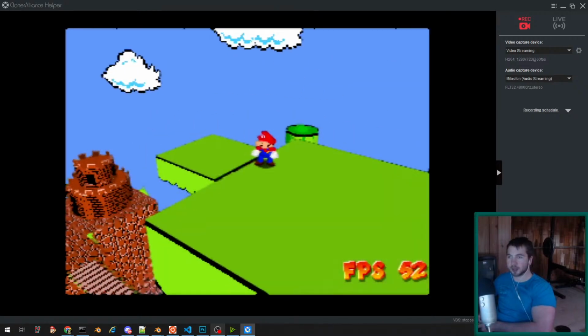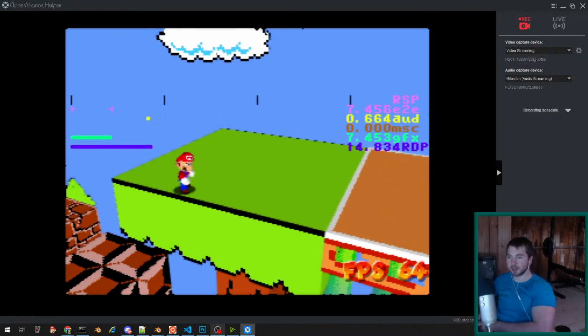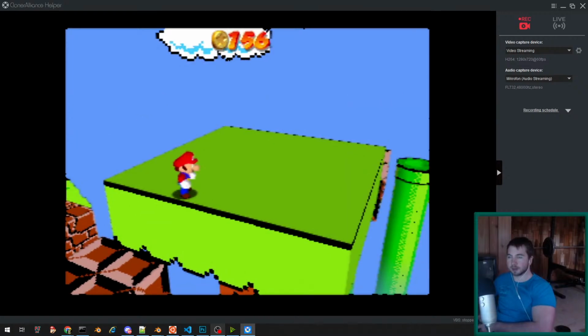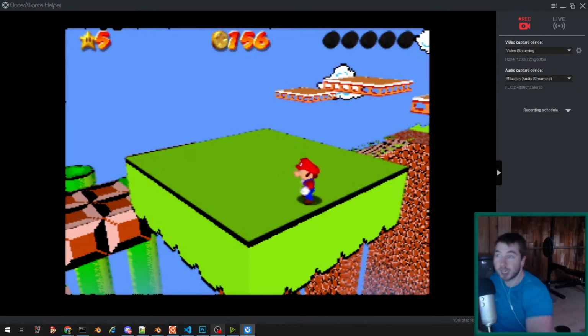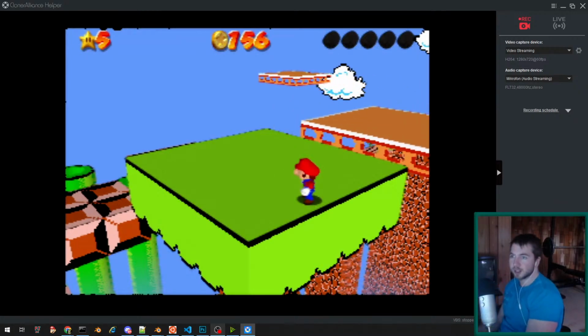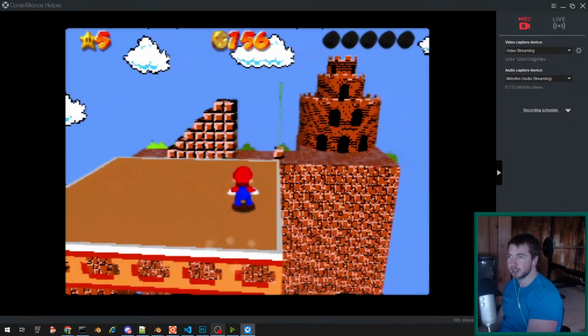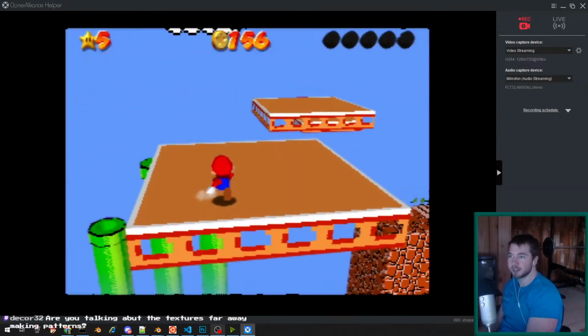Also, wow, this whole area is basically 60 FPS, isn't that nice? You see how good the HUD looks on N64? Someone was saying, but Ace, how does the HUD look on N64? This is how it looks. It's beautiful.